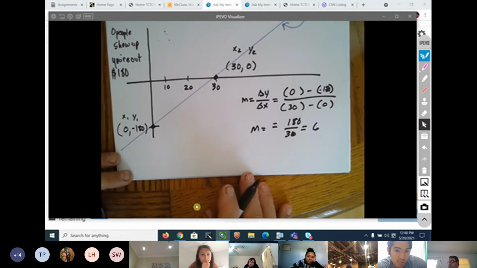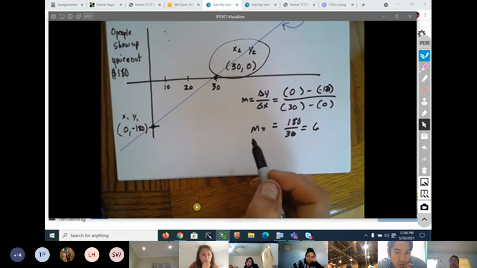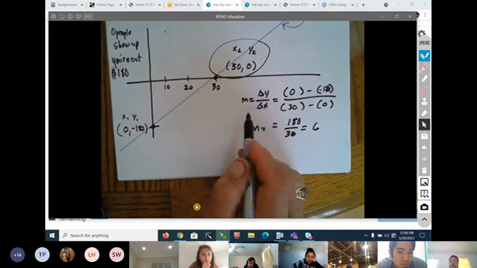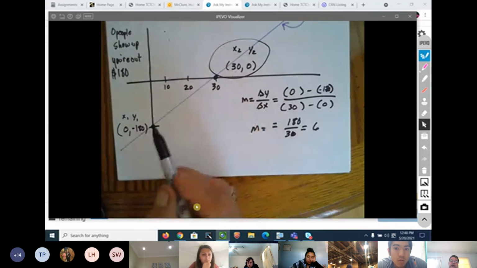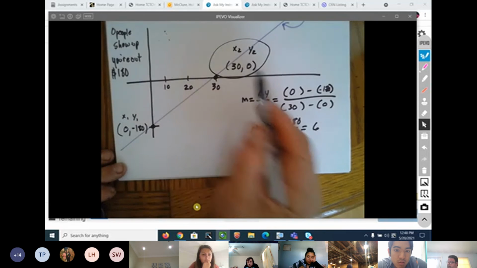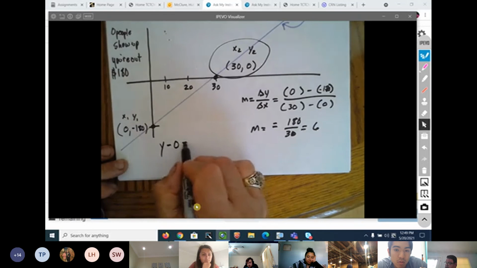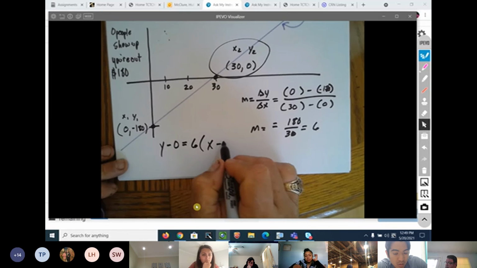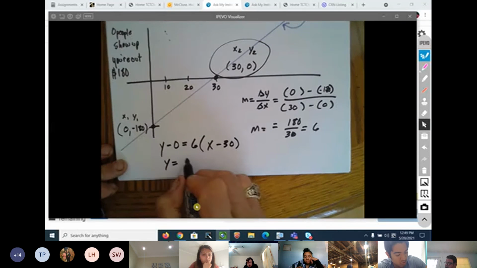I'm going to pick this point right here. Why am I going to pick this point? Because it ain't got no negatives, and it's also got 0. I'd rather pick this one, lesser of two evils. If you like whips and chains, go ahead and knock yourself out with the negative. But I'm going to go with the 30 and the 0. So y minus 0 is equal to 6 times x minus 30. Y is equal to 6x minus 180.